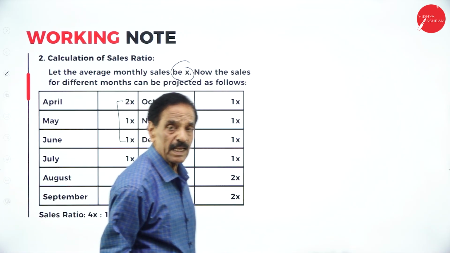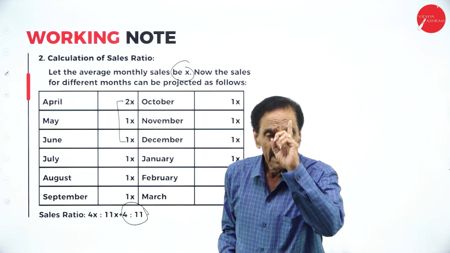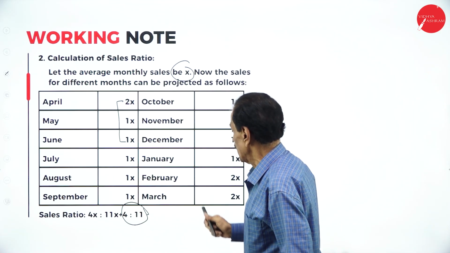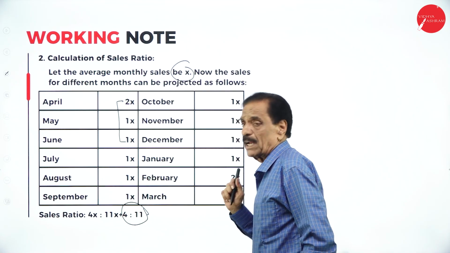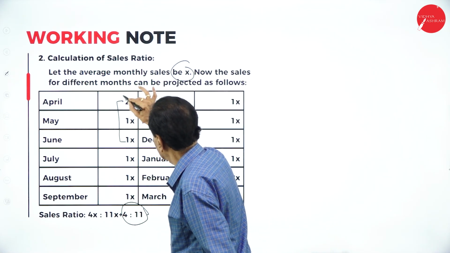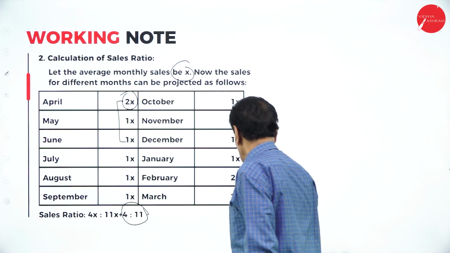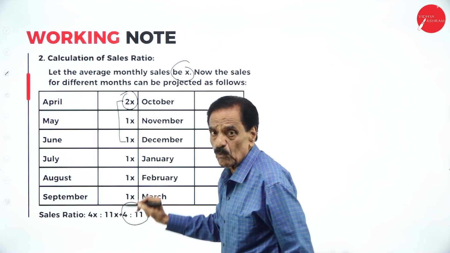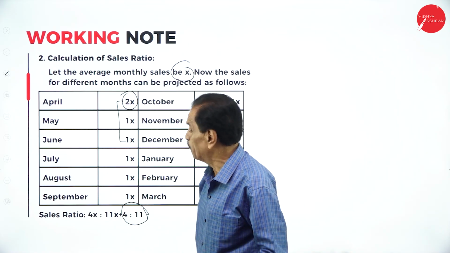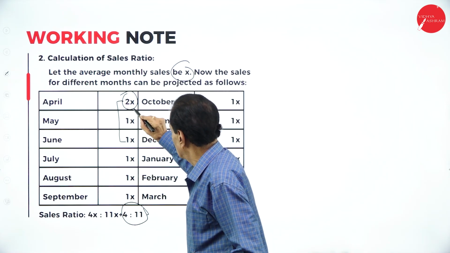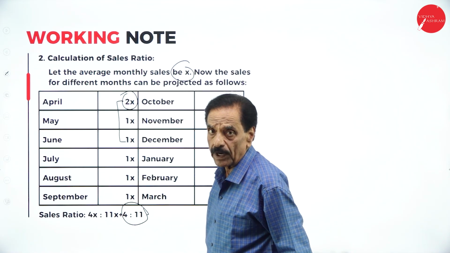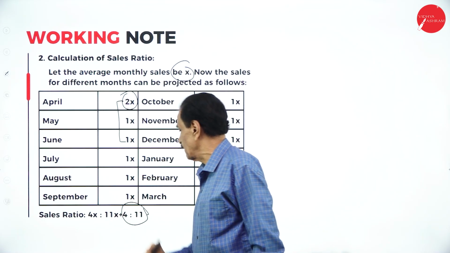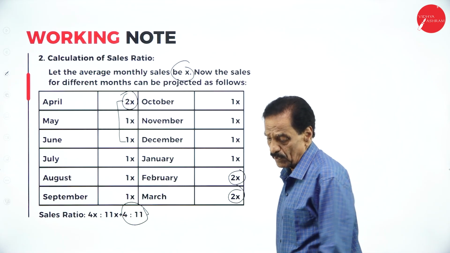What is that? Sales. So understand, let the sales be X. It is double in April, double in February, double in March. So 2X in April, February 2X, March 2X. Other things are 1, 1. So your registration period is 1/7. So April, May, June 4X. From here 11X. So 4X is to 11X is nothing but 4 is to 11.